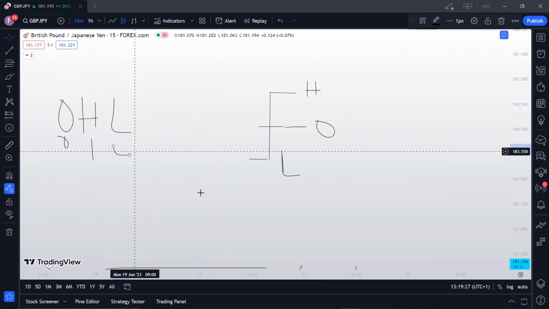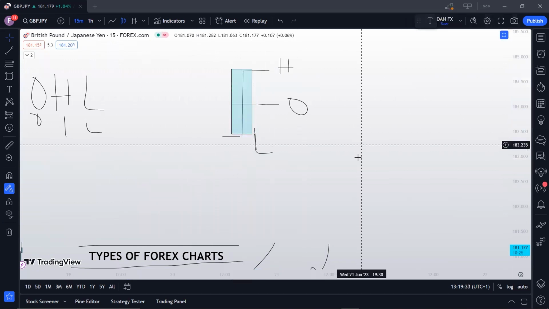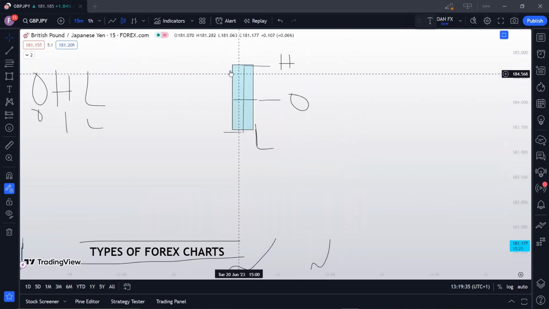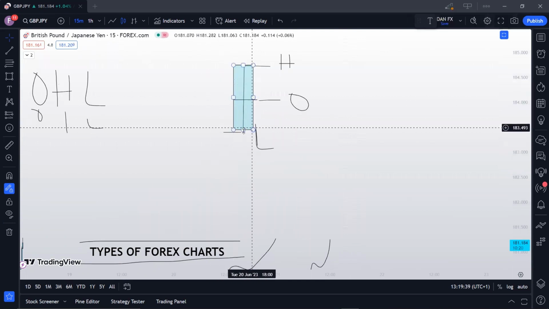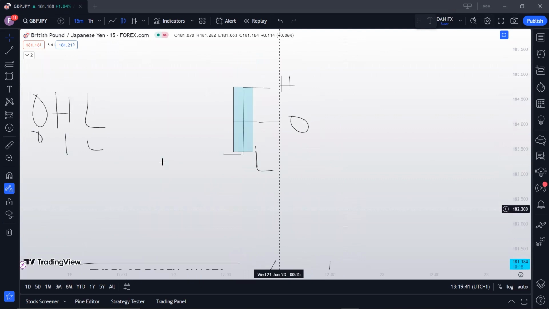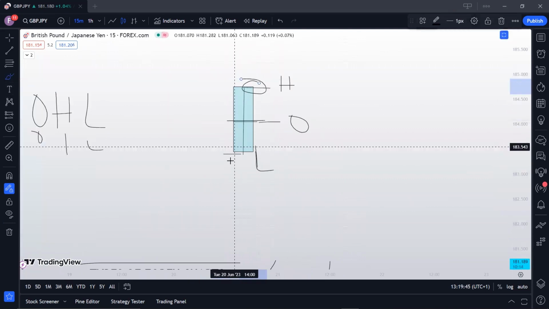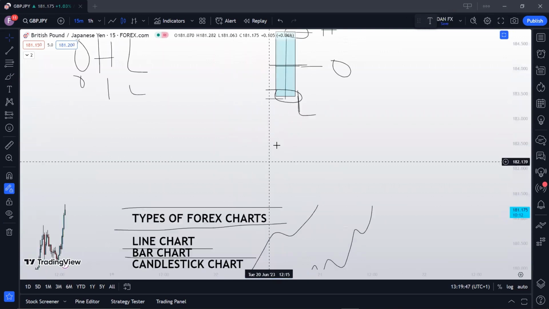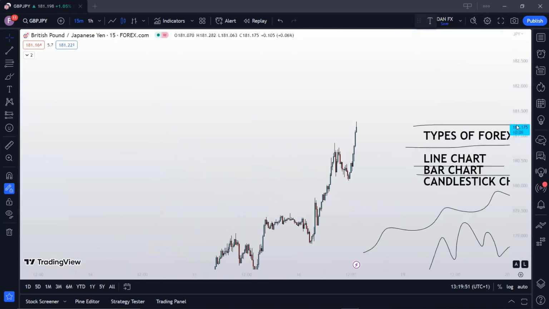So the difference between a bar chart and a candlestick is that a candlestick shows an extra part, they call this the body, right? So it's gonna have different colors, either blue or red or something like that, right? And it's still gonna have the open, and it's gonna have the high and the low of the candlestick. Right, so I'm going to show you examples of that.